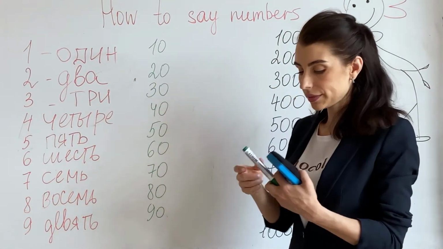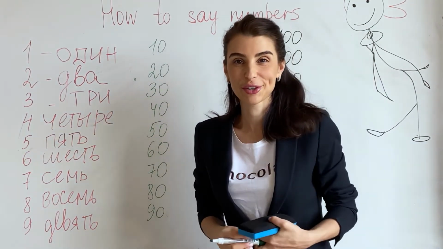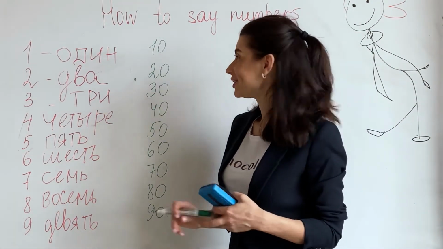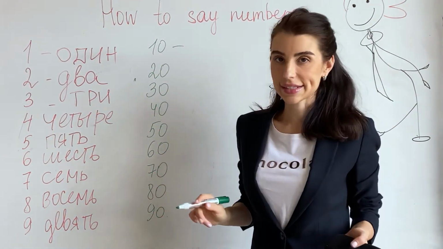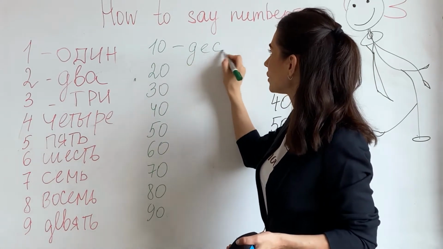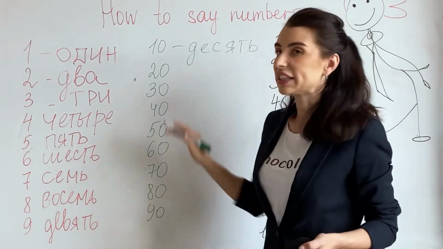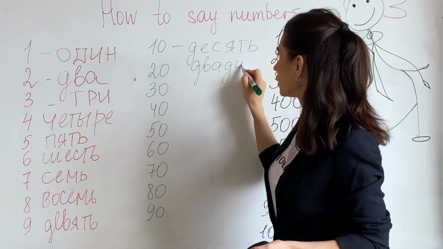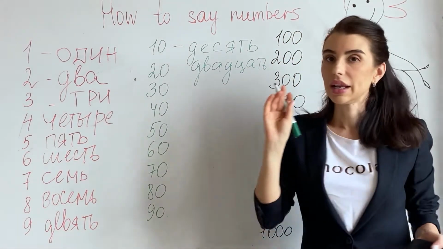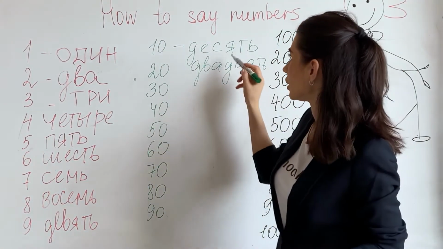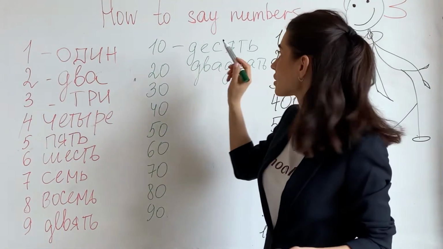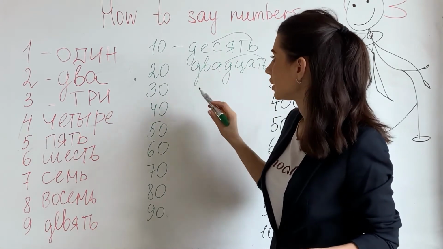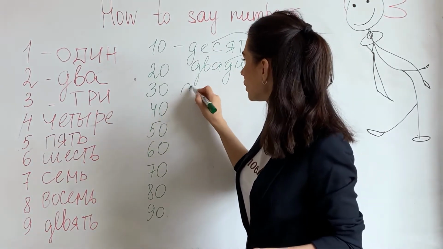10, 20, 30. It's good to know, because I think it's more exciting to count it. 10. 20. Listen, 20, смотрите, you can see, смотрите, 10, 20, 30.